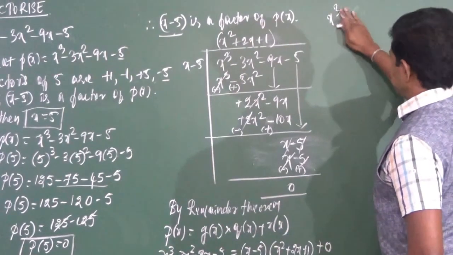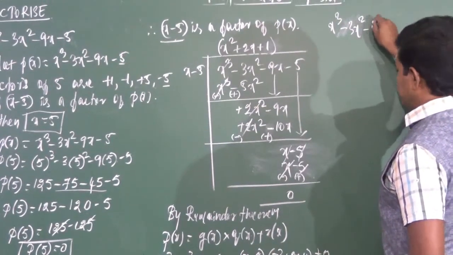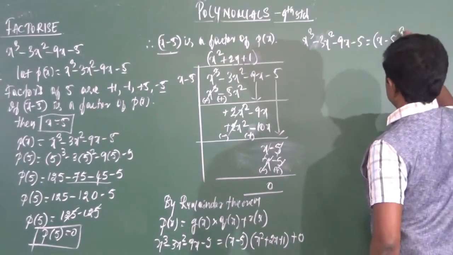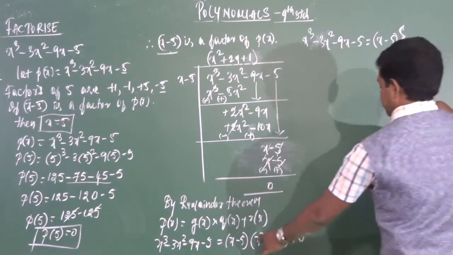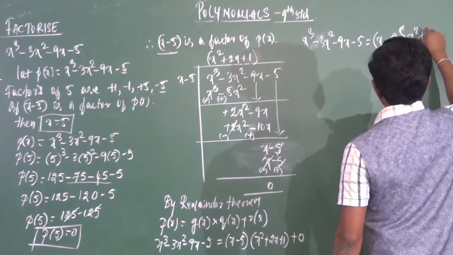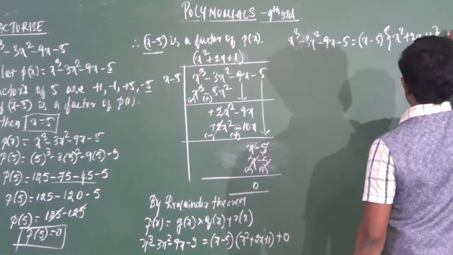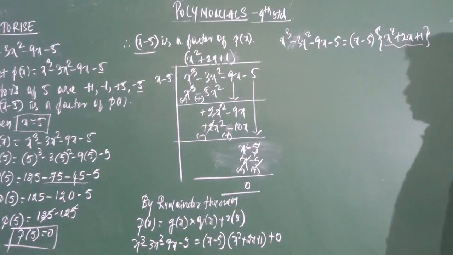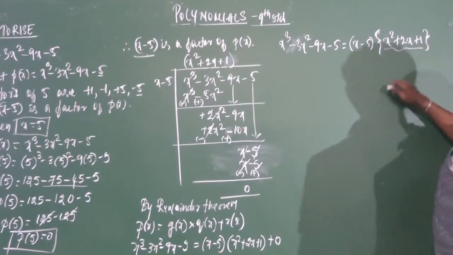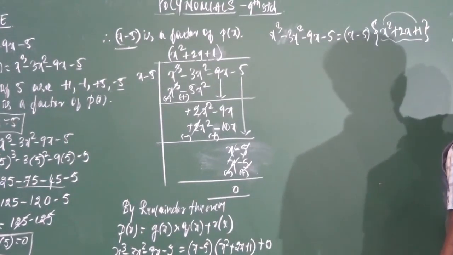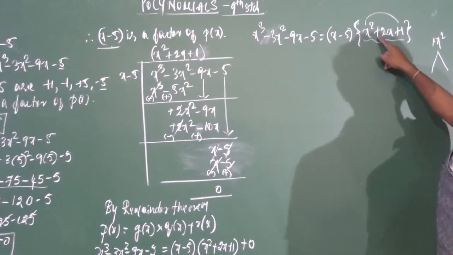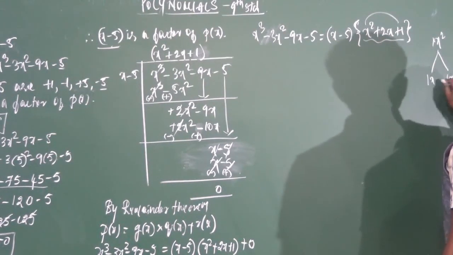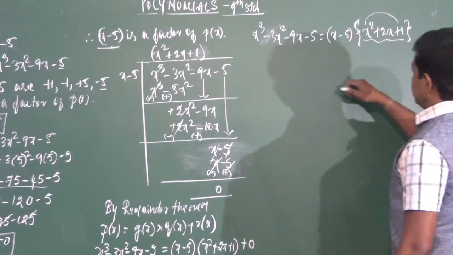x cube minus 3x square minus 9x minus 5 is equal to x minus 5 into x square plus 2x plus 1, plus 0, which is not required. So here we have a quadratic polynomial. As we did in the last problem, we have to factorize this. x square into 1 is 1x square. We have to split this in such a way that the sum is plus 2x and the product is 1x square. So better is plus 1x, plus 1x.